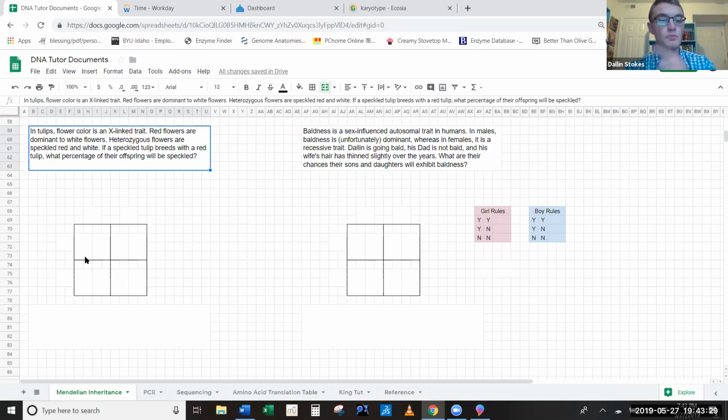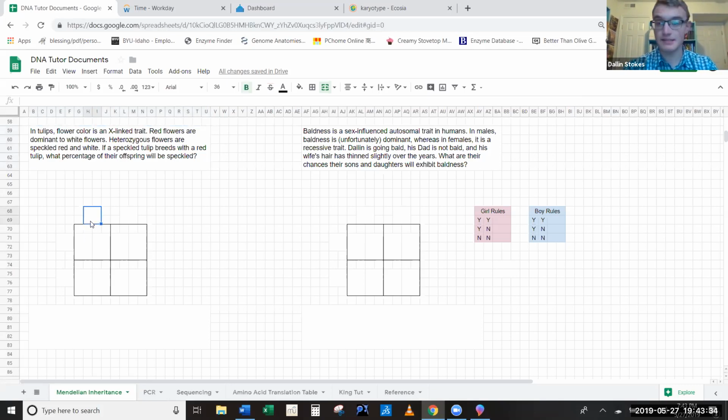Okay. We've got, it's sex linked. First thing I do, the male has to be an XY, female XX. Okay. The trait is on the X. Perfect. I'm going to be putting it there, not there. Red flowers are dominant to white. Okay. Heterozygous are speckled red and white. Okay. If a speckled tulip, okay, speckled.